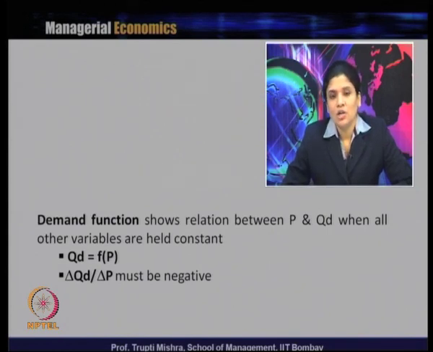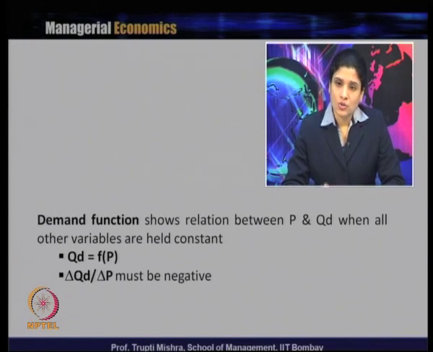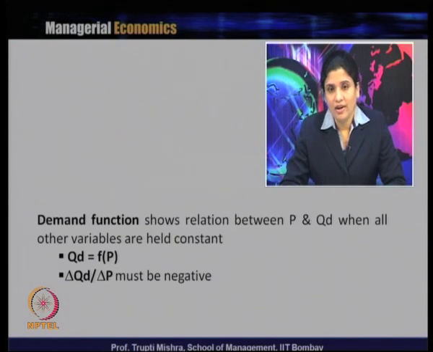So in this case, suppose we assume that all other variables are constant, like income, price of the related goods and services, future price, number of consumers, all other variables are constant, they are not influencing demand at this point of time. Demand function is specifically the mathematical relationship between the quantity demanded and price.